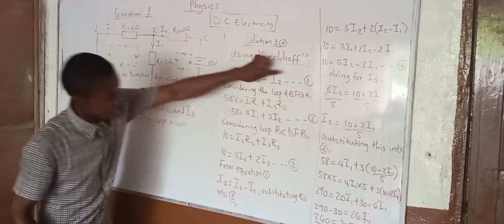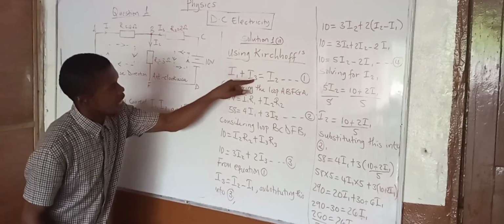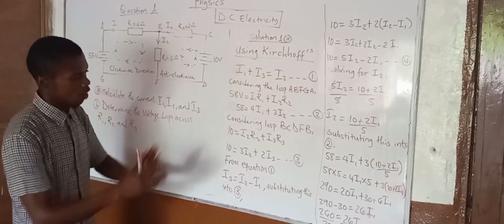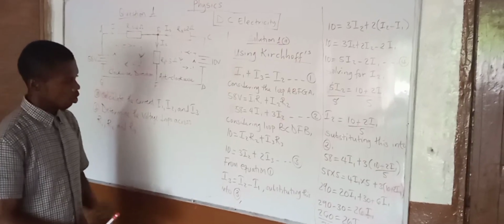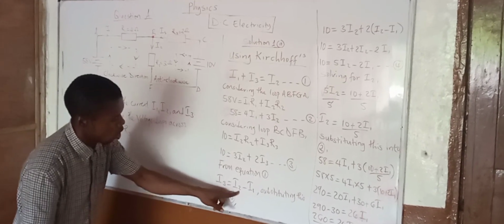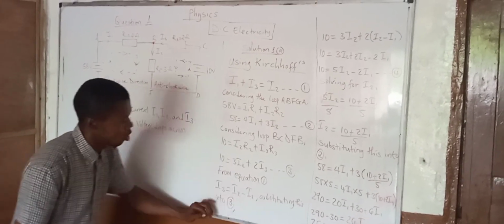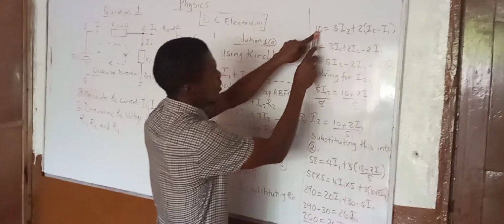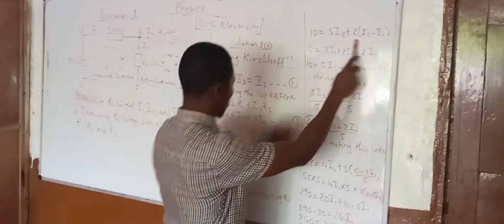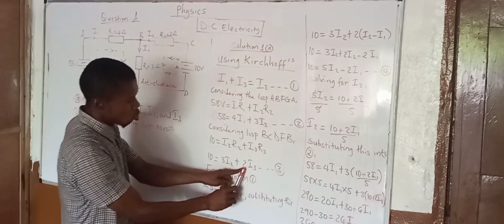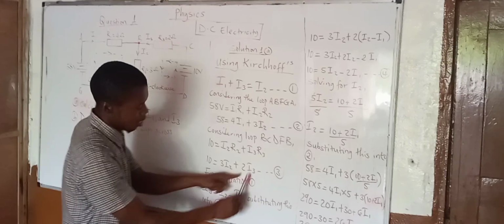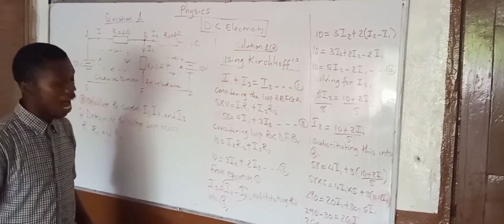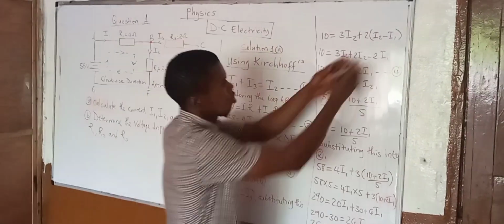From equation 1 here, we're going to make I3 the subject of the equation so that we can substitute it and get our value for I1. So we have I3 equals I2 minus I1. Substituting this into equation 3, it becomes like this. We have 10 equals 3I2 plus 2, and the I3 is equal to this value. I3 is equal to I2 minus I1. So we insert that here.